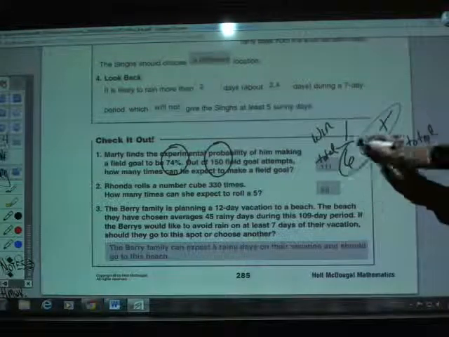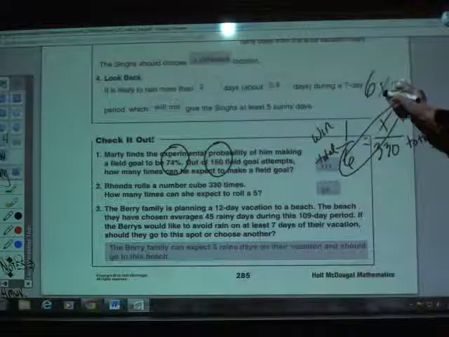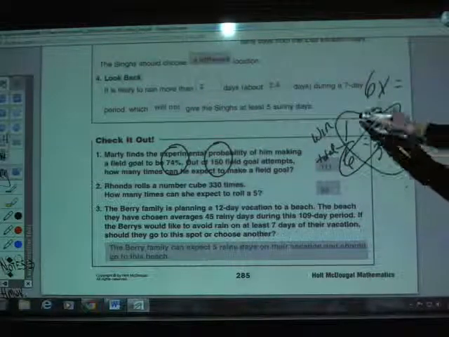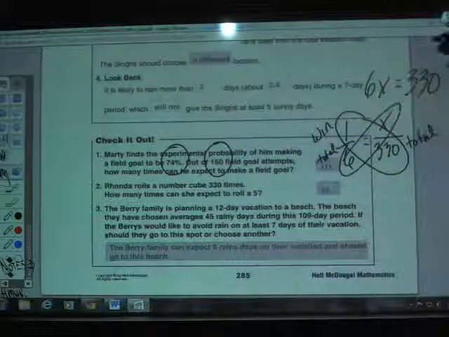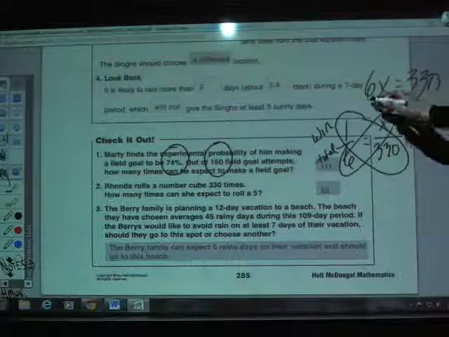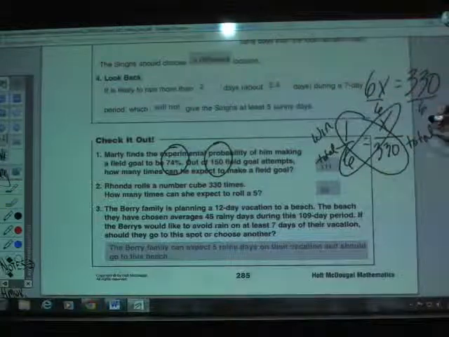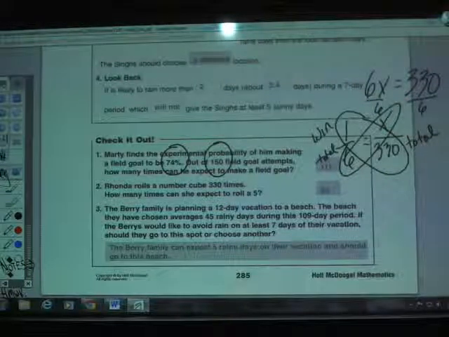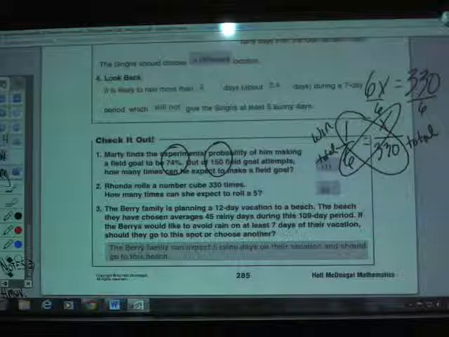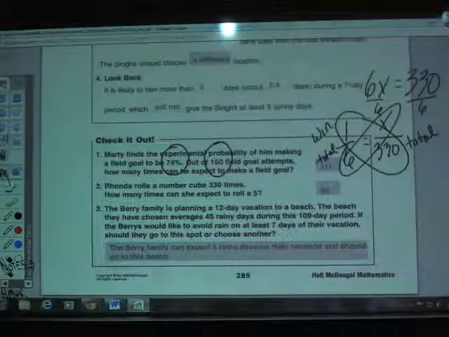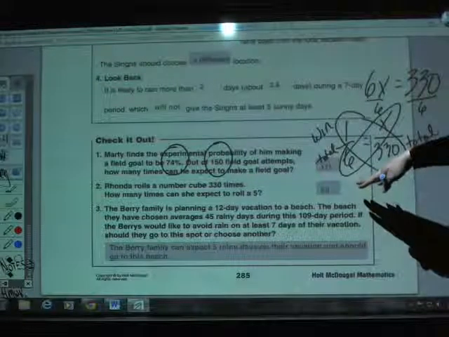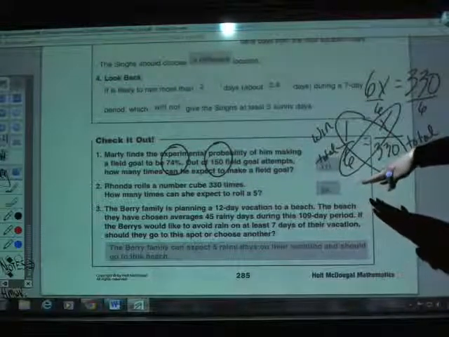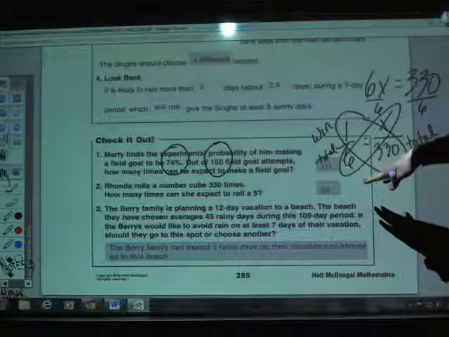On the one diagonal, you've got 6 times x, 6x. And on the other diagonal, 1 times 330, which is 330. So 6 times what number is 330? Well, if we divide both sides by 6, which is how we would solve the equation properly, using the techniques you've used all year, you end up with x equaling 55. So if she rolls the number cube 330 times, 55 of those times she should expect to land on a 5.